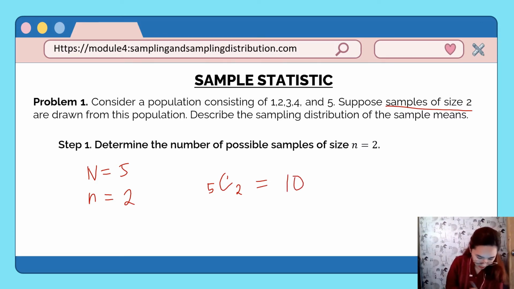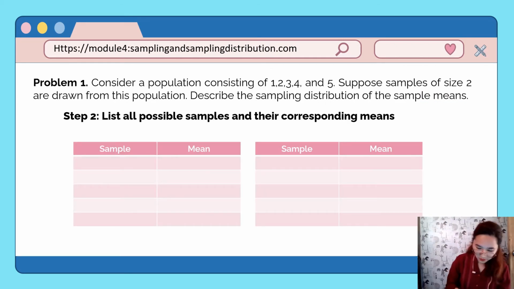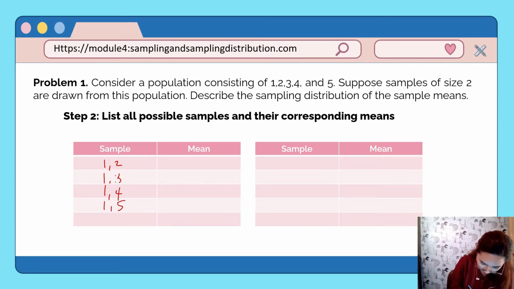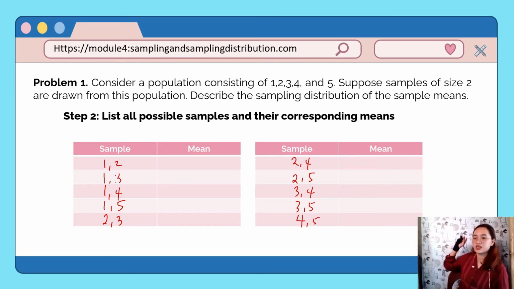So, kailangan natin ilista ngayon itong sample na to. Since dalawa lang, meron tayong 1, 2. Then, 1, 3, 1, 4, lahat na possible, 1, 5, pwede rin 2, 3, 2, 4, at 2, 5. At pwede rin 3, 4, then 3, 5. And last, pwede rin 4, 5. Yan. So, yan yung lahat ng possible samples natin.